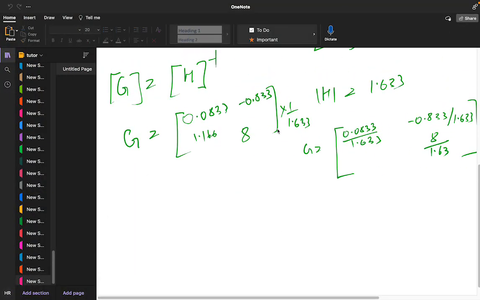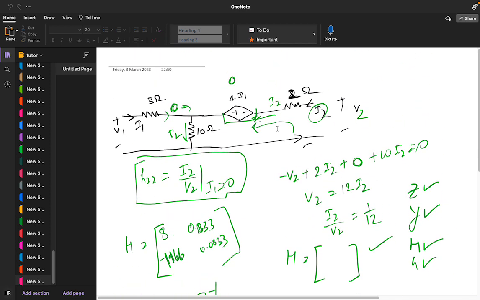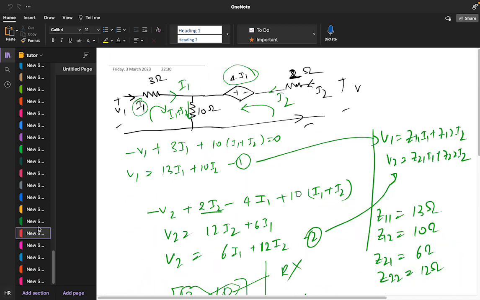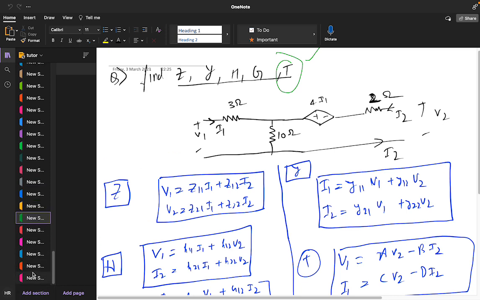So we had completed this problem, right? We had completed this problem up to the g parameter. We did the h parameter and the t parameter. Now in this problem, the question was that we have to find the t parameter also.